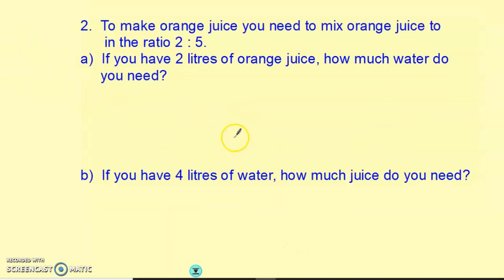Okay, next one, number 2. To make orange juice, you mix orange juice to, there's no word in there, I should say water, in the ratio 2 to 5. If we've got 2 litres of orange juice, how much water do we need? So juice to water is in the ratio 2 to 5. I've got 2 litres of orange juice, so I would need 5 litres of water.